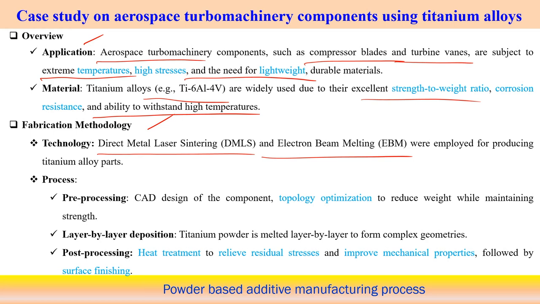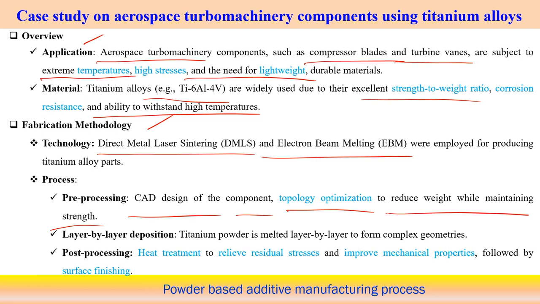When we talk about the process we follow to manufacture these components using additive manufacturing, first we start with the CAD design of the component, then we perform topology optimization to reduce the weight while maintaining the strength. So CAD design of the component and topology optimization to reduce weight while maintaining strength is the usual part associated with any kind of additive manufacturing component.